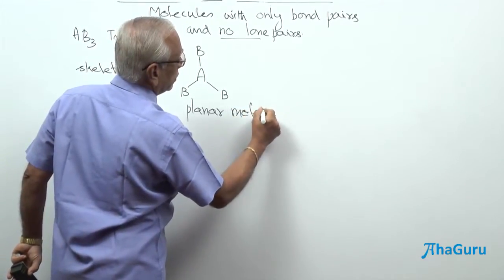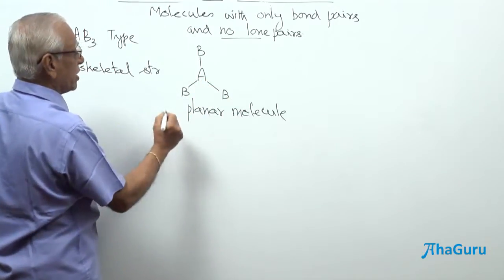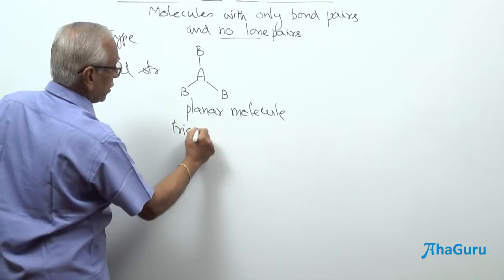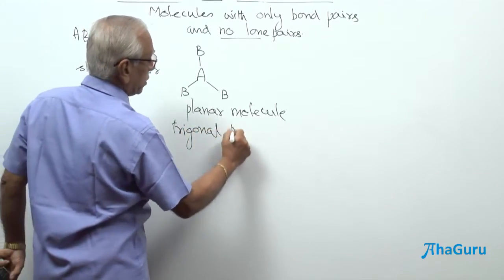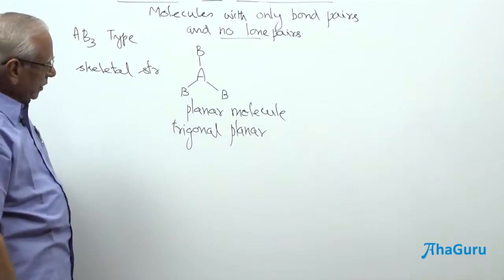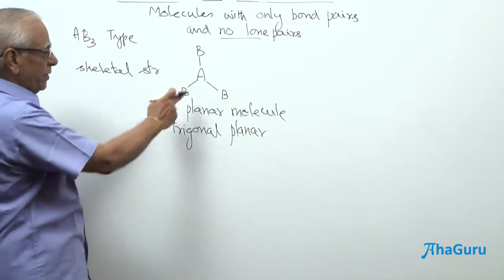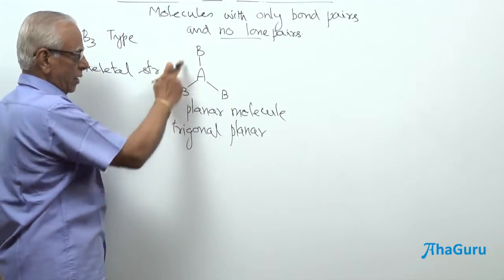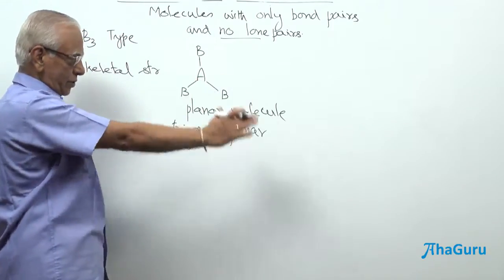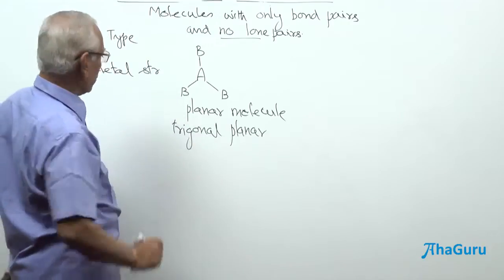Now, this shape geometry is known as trigonal planar. And how many atoms could there be on the plane at a given point of time? There is 1 atom of A and 3 atoms of B. So, on the whole there could be 4 atoms. Total number of atoms along the plane could be 4.